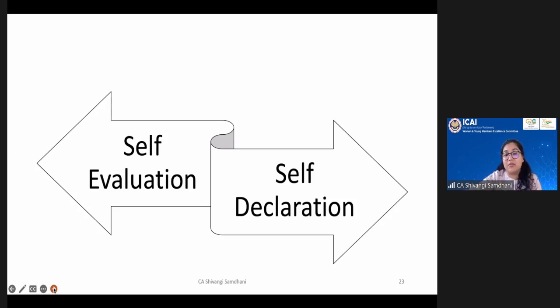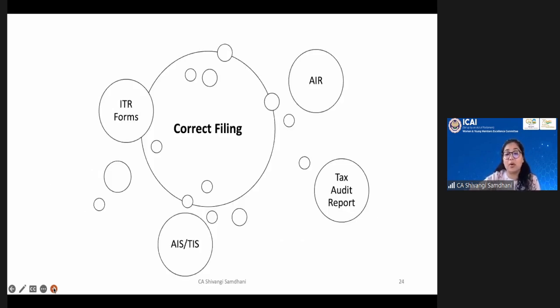So this is a very important step which should not be taken lightly by either assessees or chartered accountants. This is very important because correct filing has its own relevance. As I discussed, there are different ITR forms. The correct ITR form is to be selected, without which correct income would not be offered.